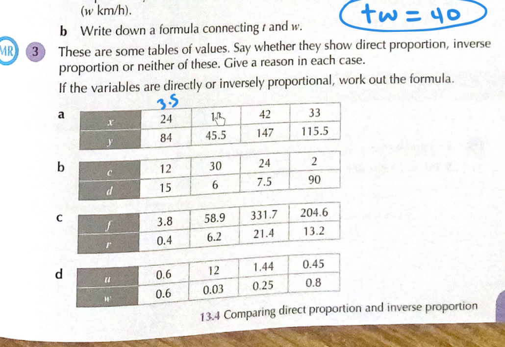45.5 divided by 13. Divide y by x. If we get the same number for all, then this is direct. Do we have the same number for all? 3.5 for all? Okay. So this is direct proportion, because the ratio is constant. The ratio is constant. Understood?